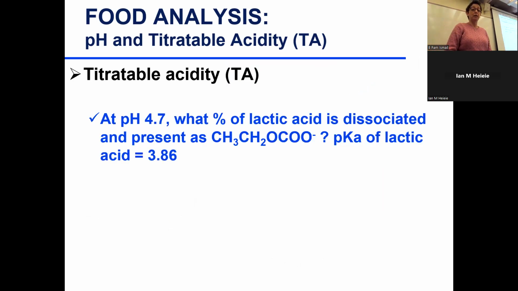Let's do some practice here. You have pH 4.7, and in lactic acid you want to determine how much of the lactic acid is dissociated. So you want to determine the concentration of conjugate base at pH 4.7. And this is the pKa of lactic acid.